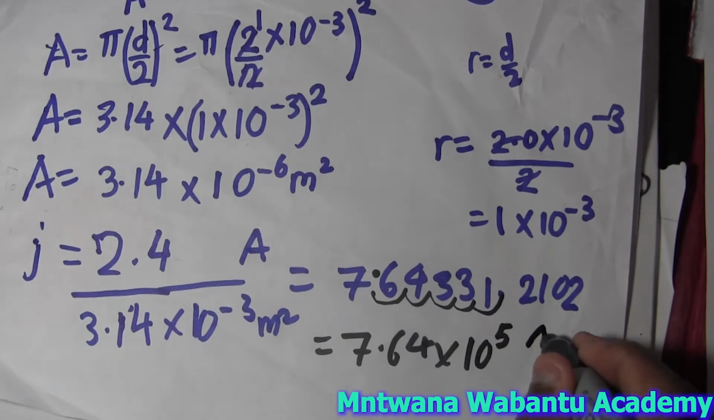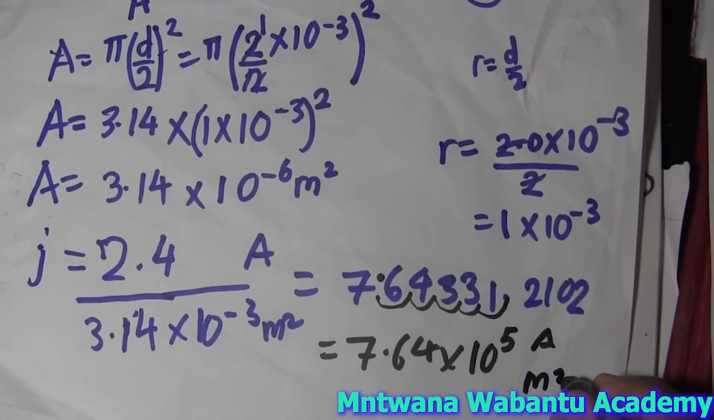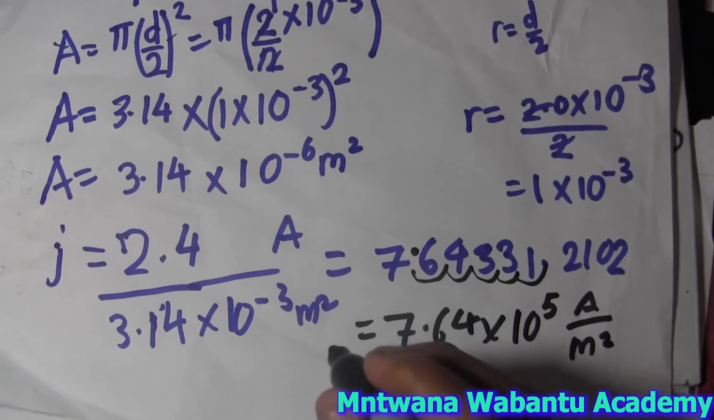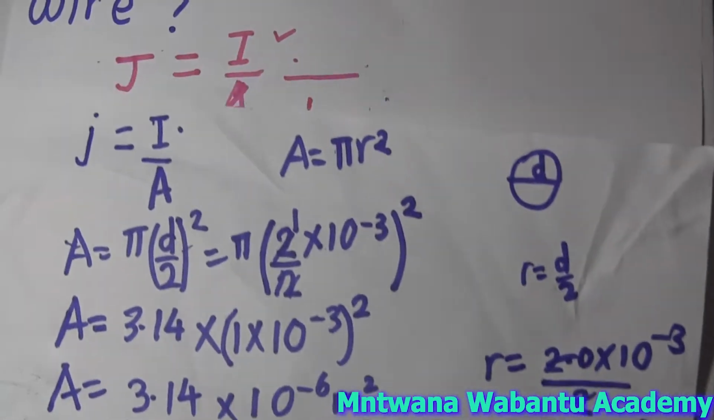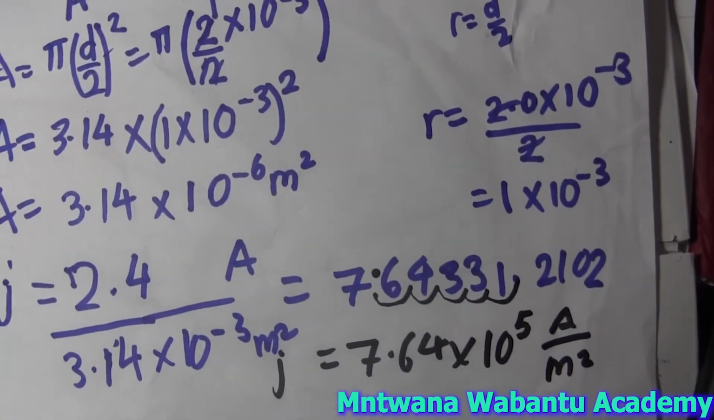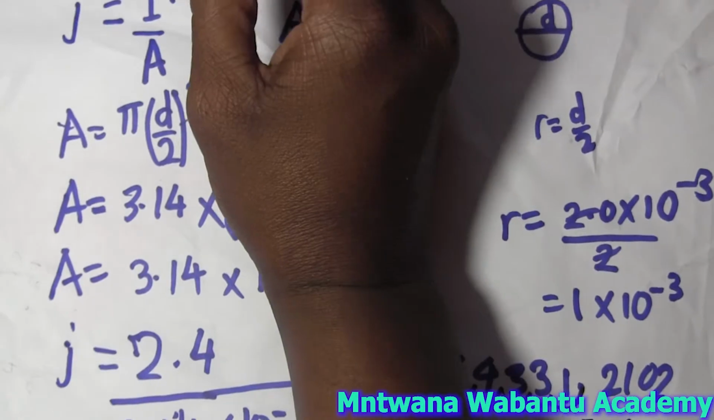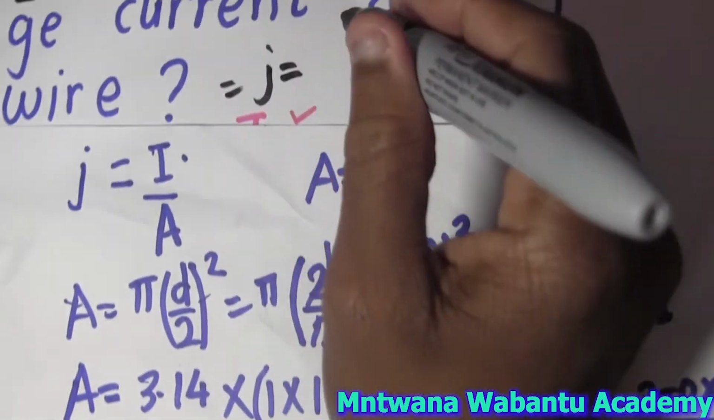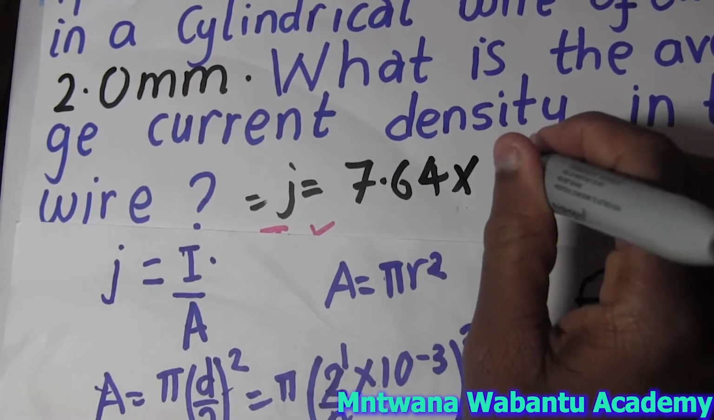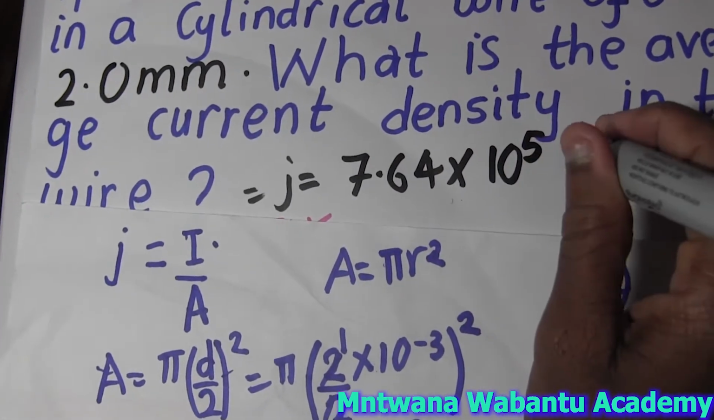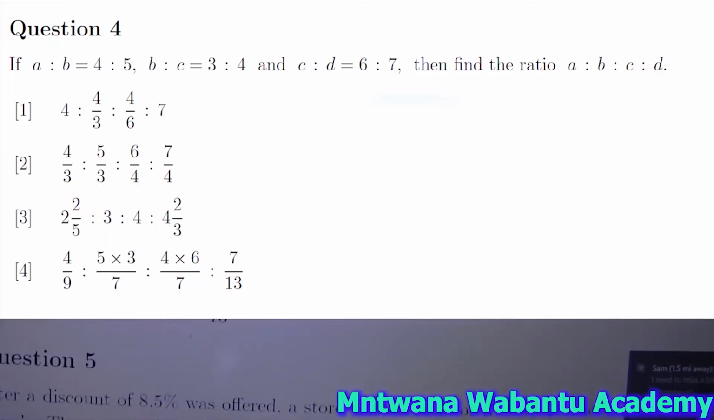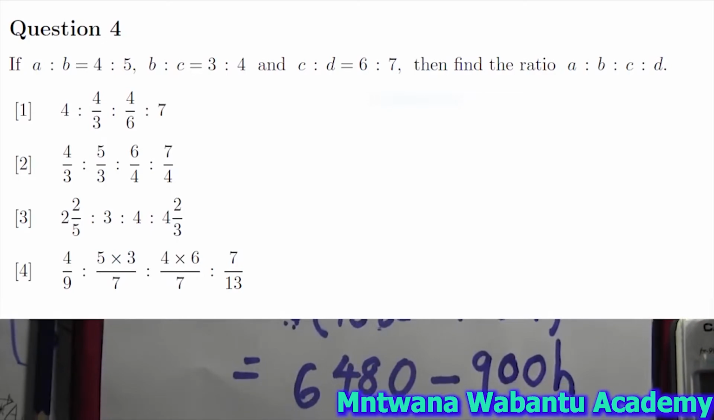And the unit is ampere per meter square area. My apology. So this is what they ask us. What is the average current density? Our average current density equals 7.64 times 10 power 5 ampere over meter square. You do this question, it is easy like that.